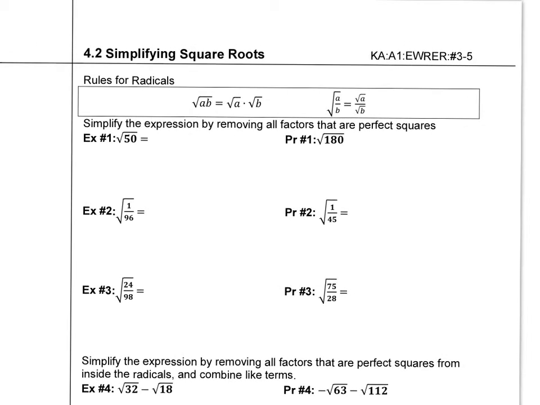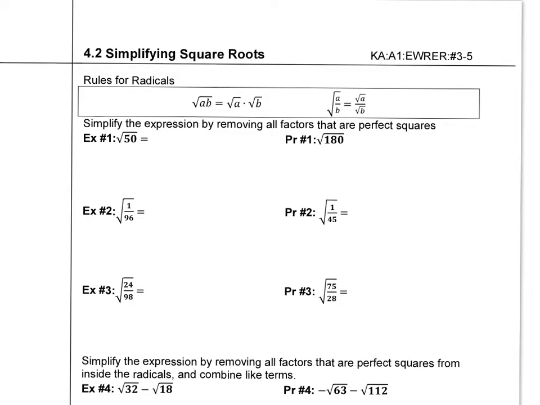Alright, 4.2. We're going to practice simplifying square roots here. Some basic things that you need to know is that if you have two things multiplied together inside the square root, you could separate it as one square root, and the same thing is true about dividing. If you have a square root with some number over a number, you could separate it as two separate square roots. So just something to know that's going to be useful.